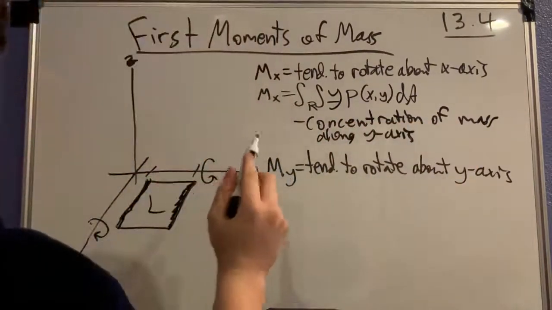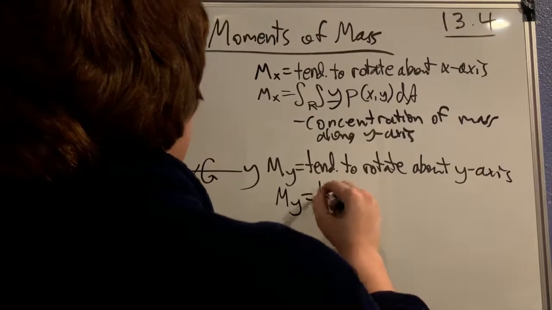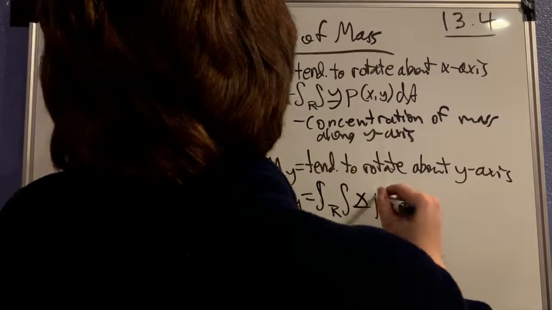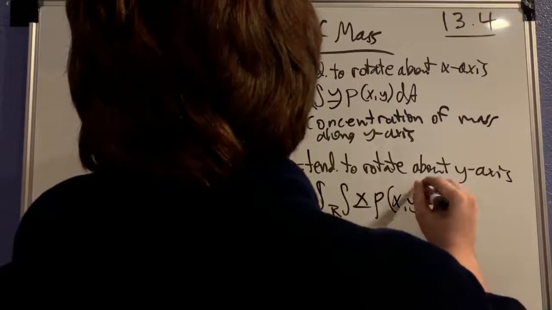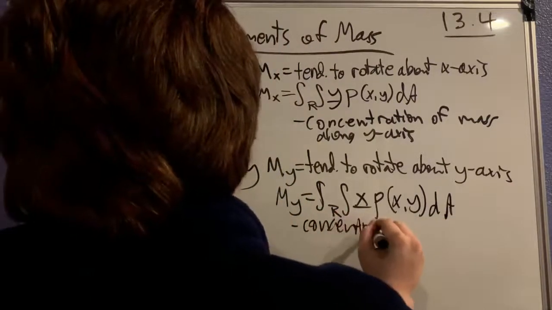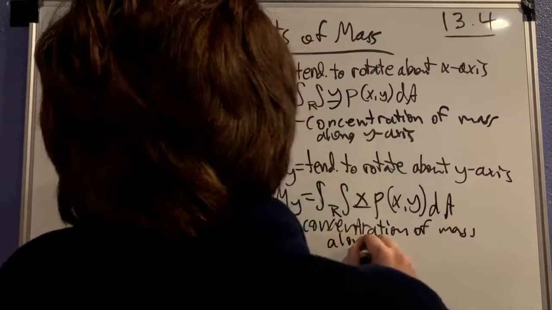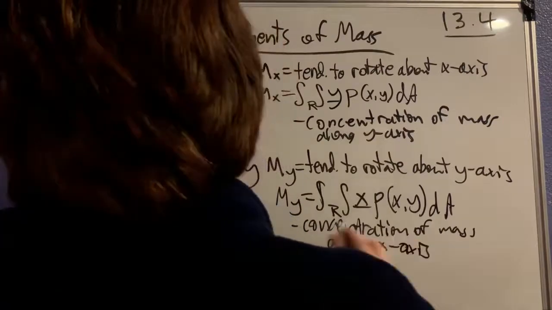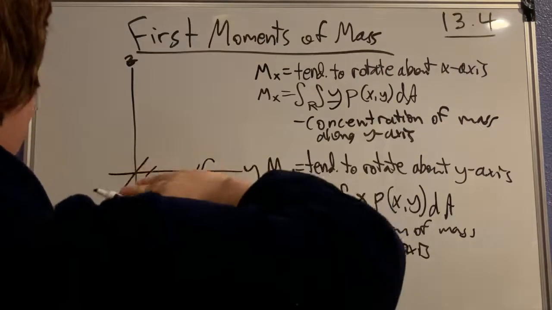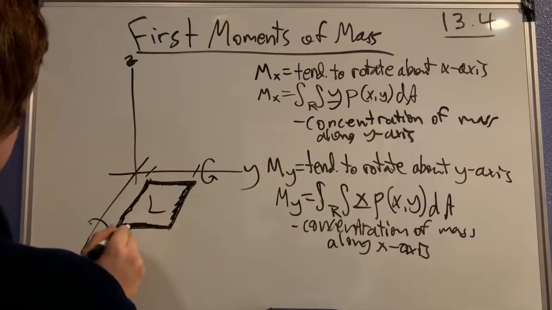And the same exact thing goes for the moment of mass with respect to the y-axis. It's the double integral of x times the density function times dA, where this is the concentration of mass along the x-axis. Because if you think about it, if all of the mass was concentrated here, it would be a lot harder for this thing to rotate around the y-axis than if it was all concentrated right here.